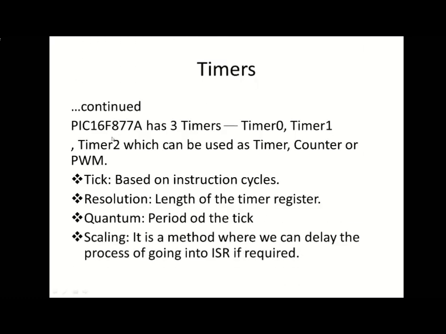So this is a continuation of timers. The PIC16F877 has three timers: timer 0, timer 1, and timer 2, which can be used as timer, counter, or PWM. And we have this terminology: the tick. Tick is based on instruction cycle, resolution, length of the timer register, quantum, period of the tick, and scaling. So it is a method where we can delay the process if required.